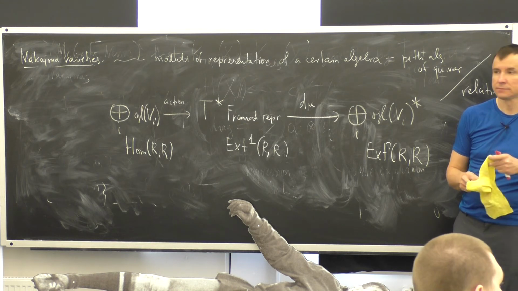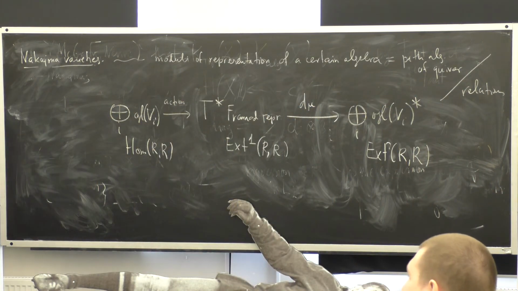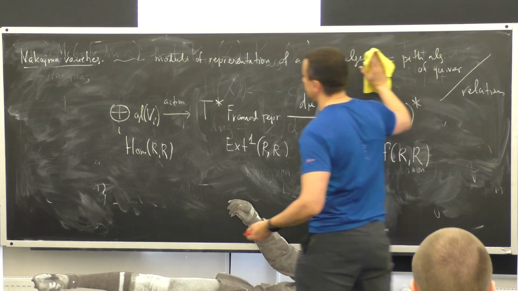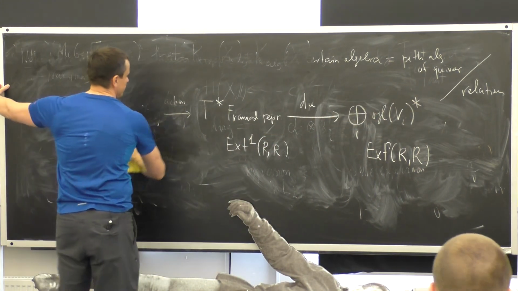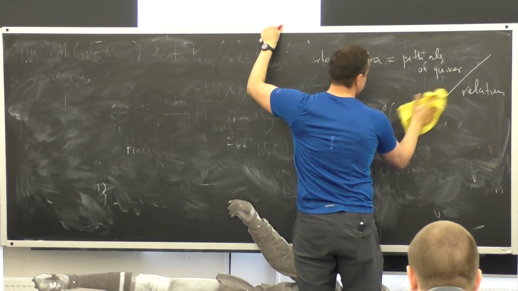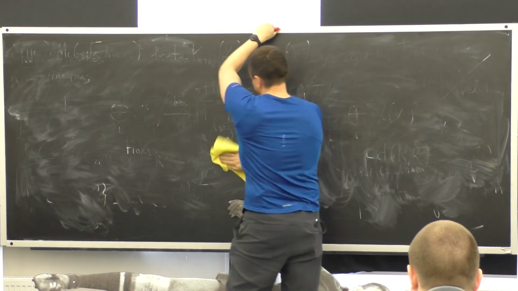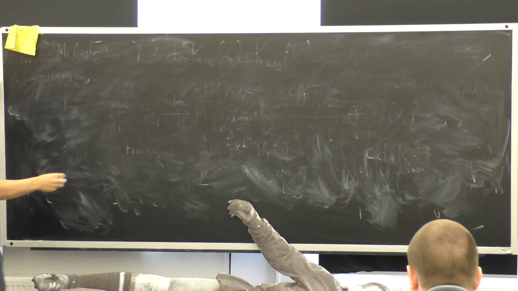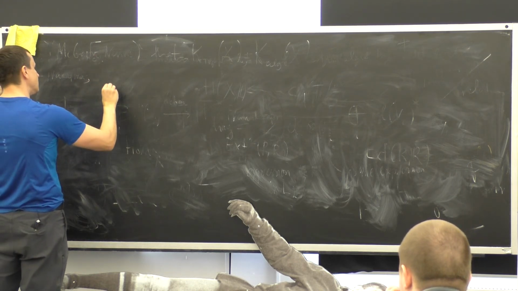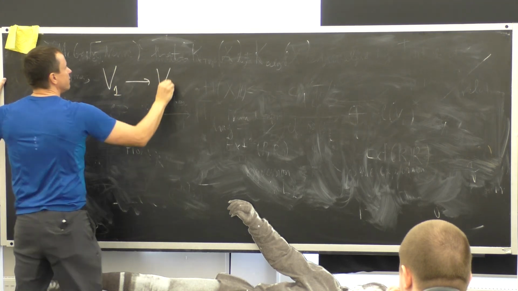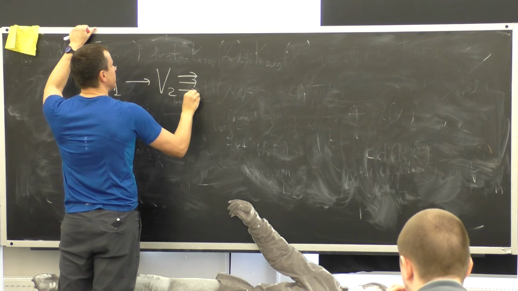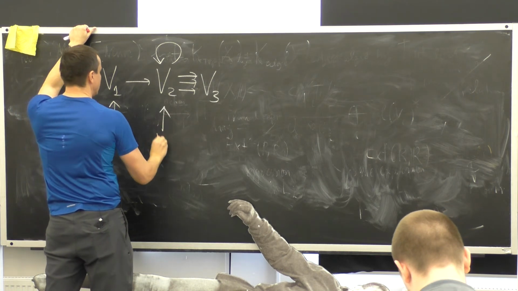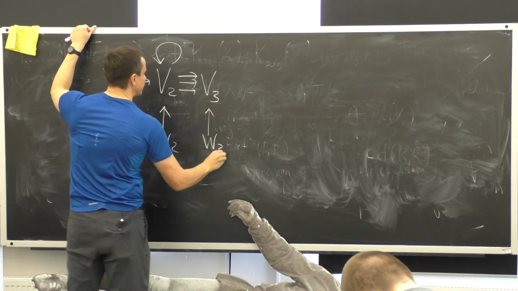Make sense? Right, now the fixed points, which I promised to do. So again, suppose I have a general Nakajima variety. So it has some quiver V1, V2, whatever. 3 arrows to V3. Then you do a loop here, and then there's this W1, W2, W3. This is my framed quiver.